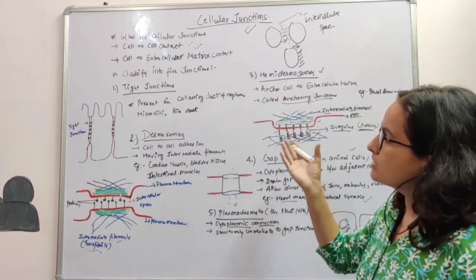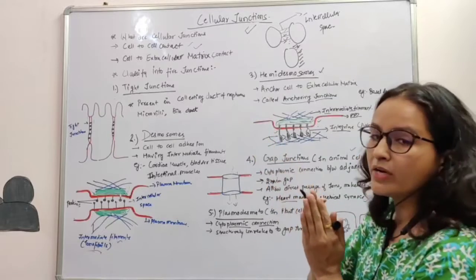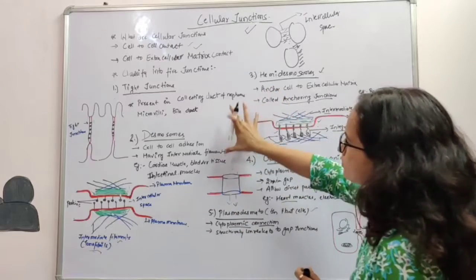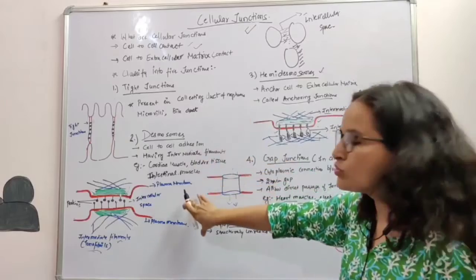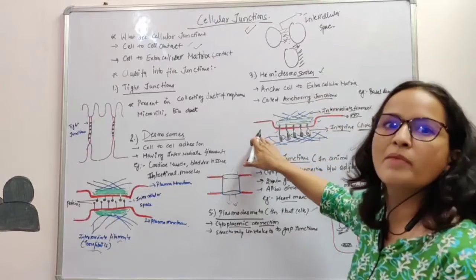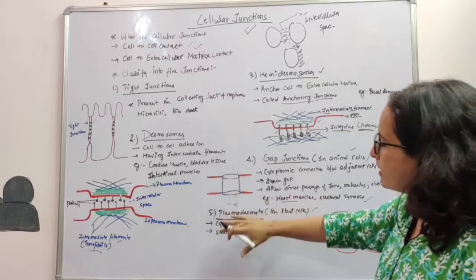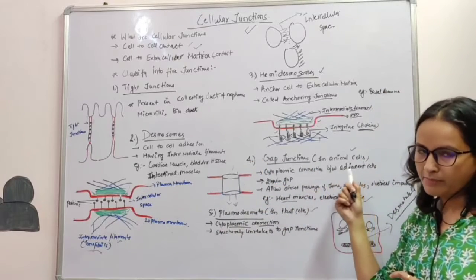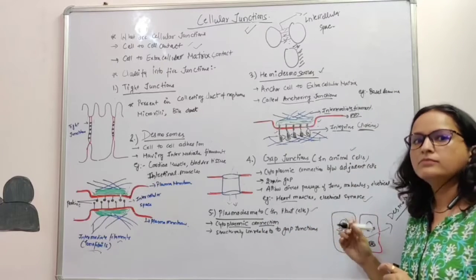So here we can summarize our cellular junctions. First one is tight junctions, when two membranes are tightly bound. Second one is the desmosomes, then hemidesmosomes, both having intermediate filaments, but both are different because desmosomes have cell to cell contact, hemidesmosomes have cell to extracellular matrix contact. And the gap junctions and plasmodesmata both have cytoplasmic connection, but gap junctions are present in animal cells and plasmodesmata are present in plant cells.